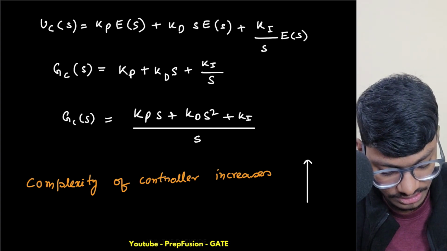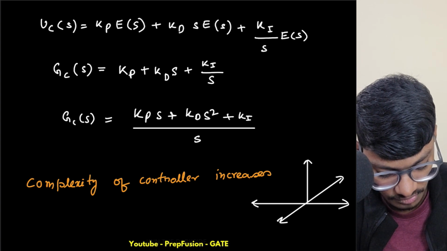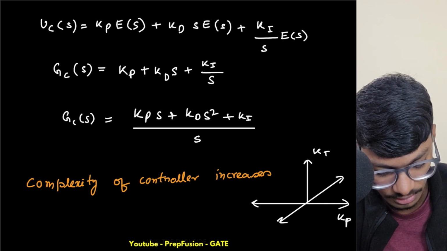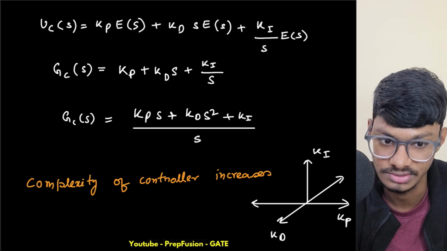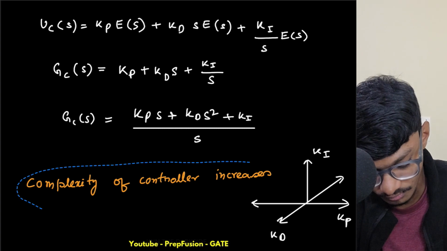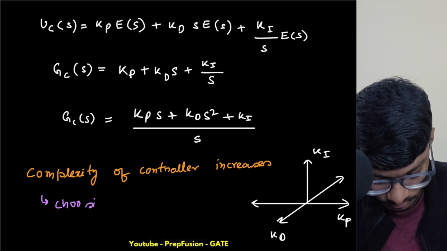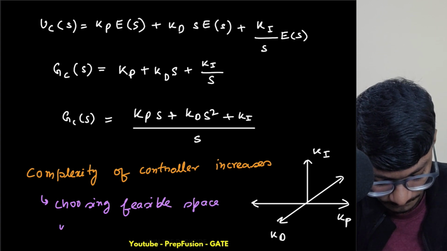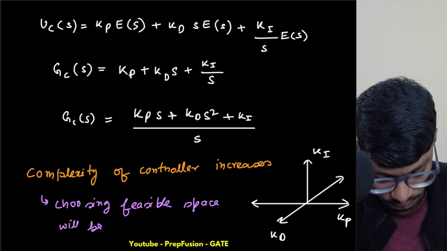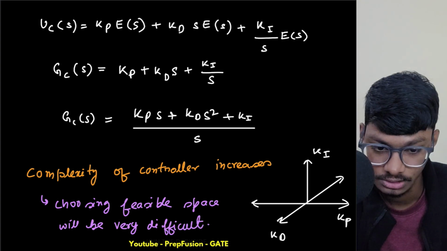For particular regions we will get our desired performance, which will be very difficult for us to find. Kp, Ki, this is Kd. So we have to find a particular region in the 3D space, which will be very difficult. Choosing the feasible space will be very difficult. Okay, so we'll write this. So this is one thing about this.